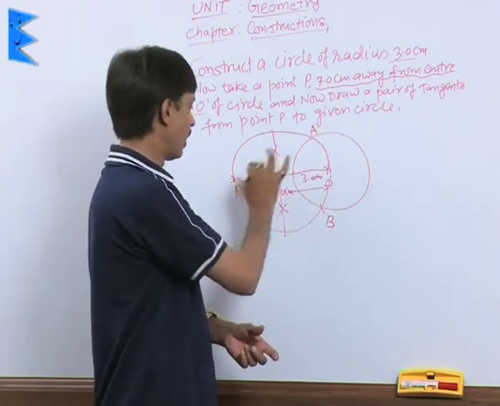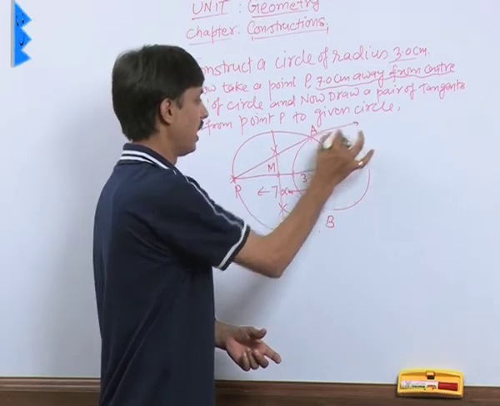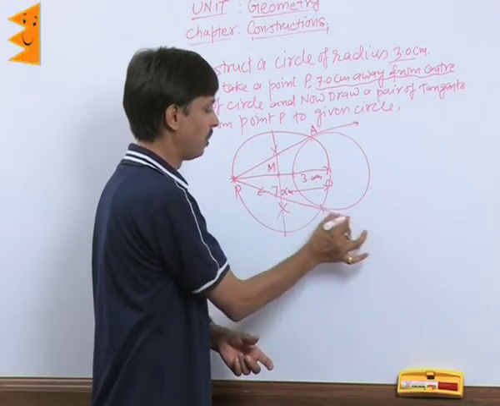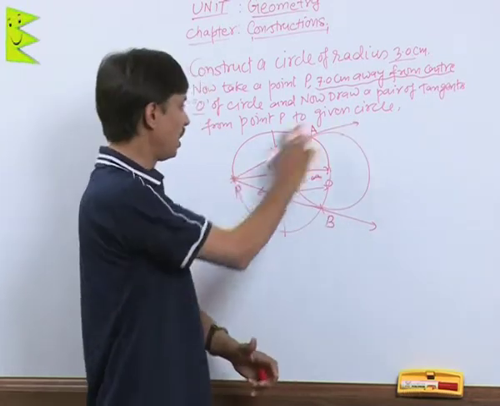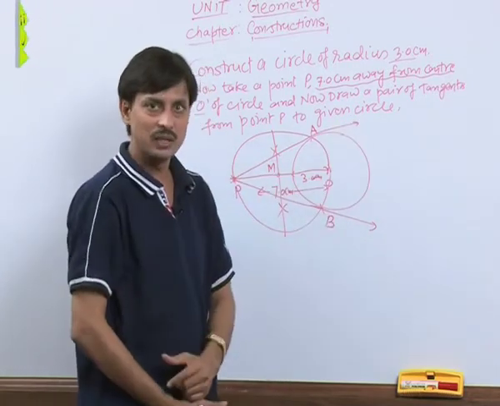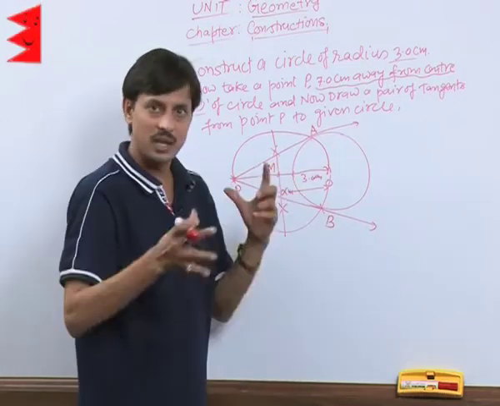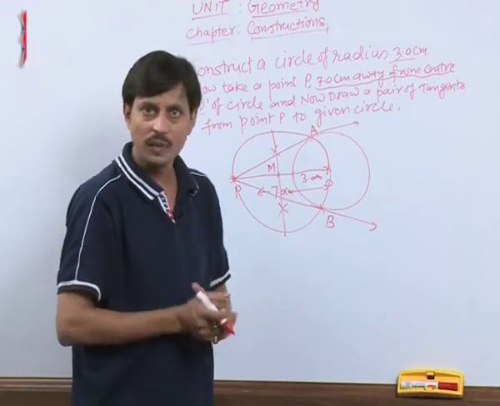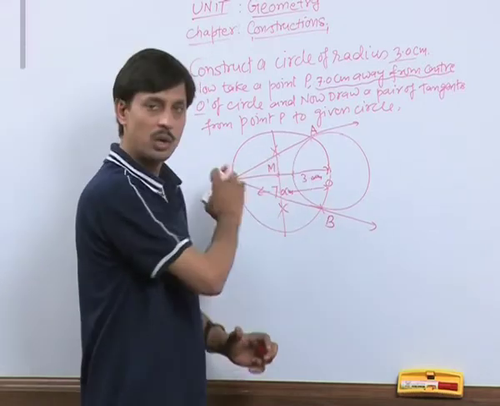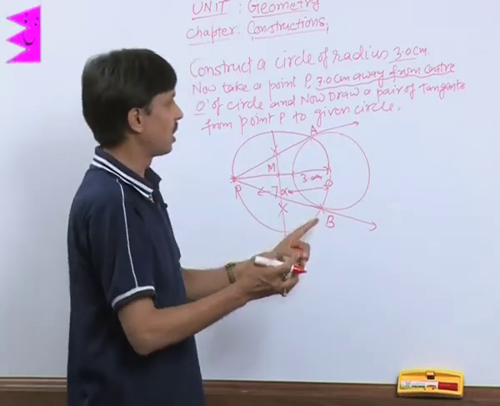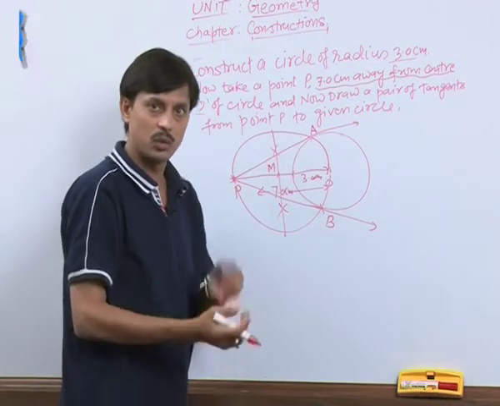When we join P to A and extend, and join P to B and extend, we will find these two rays PA and PB are the tangents. The lengths of these tangents can be measured and are equal. So what happens? We have drawn two tangents to the circle as required in the question.